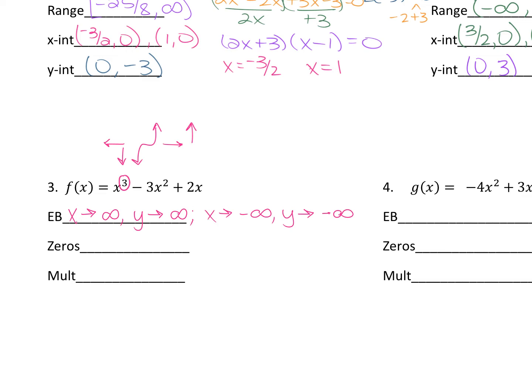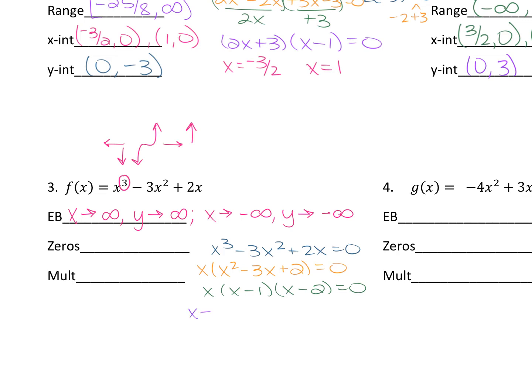Your zeros you're going to find by solving this. So take the x cubed minus 3x squared plus 2x, set it equal to 0, and factor it in order to solve. You can factor out an x first. That gives you x times x squared minus 3x plus 2 is equal to 0. From here, your factors of positive 2 that add to be -3 are -1 and -2. So that's x times x minus 1 times x minus 2 is equal to 0.